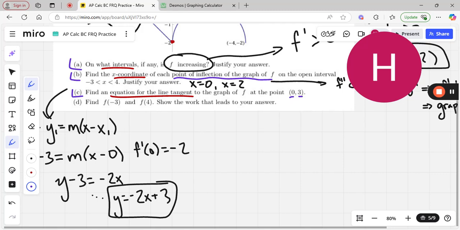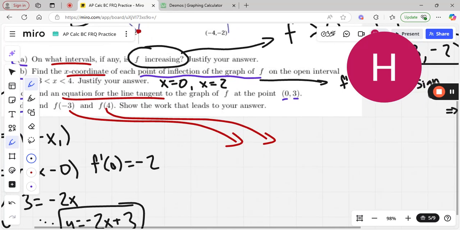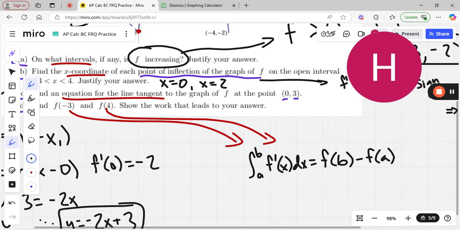Okay. And then for part D, we have to do some integration here because it says to find f of negative 3 and f of 4. Show the work that leads to your answer. Well, we have to use the Fundamental Theorem of Calculus here. The Fundamental Theorem of Calculus says that the integral from a to b of a derivative is equal to the overall change, the net change in the original, so f of b minus f of a.